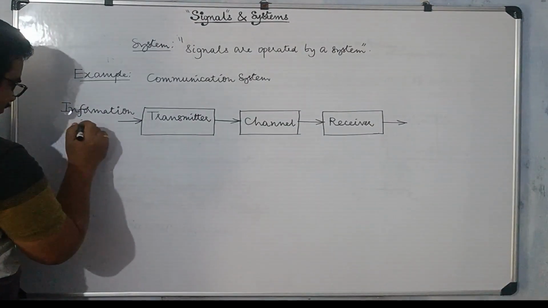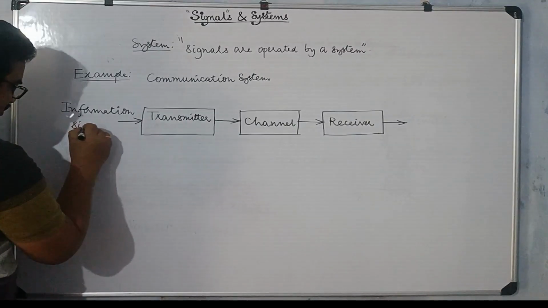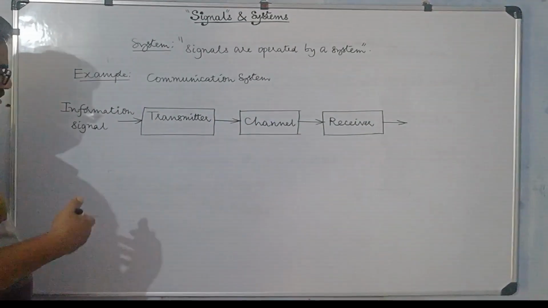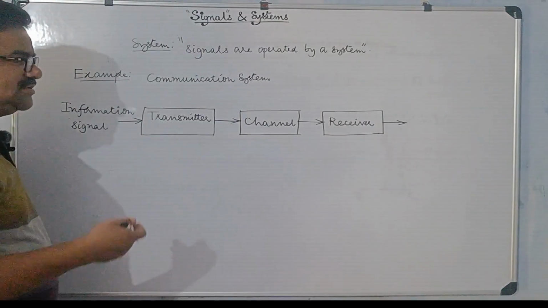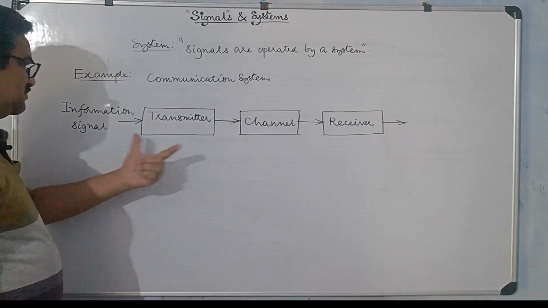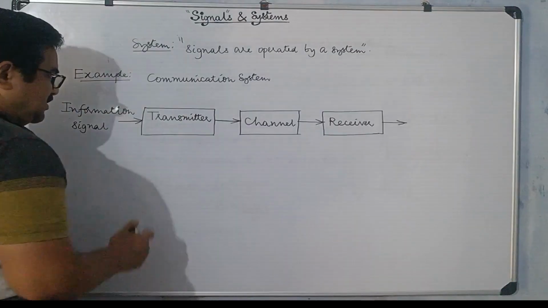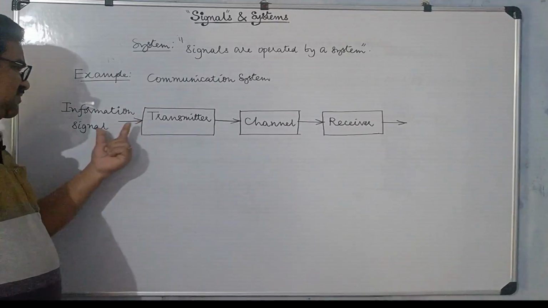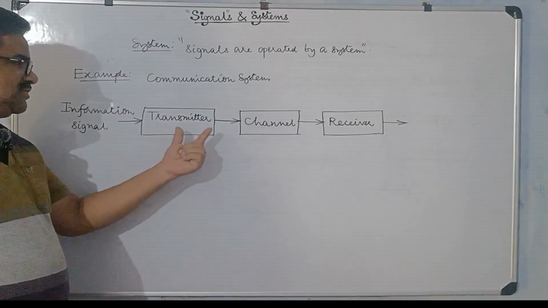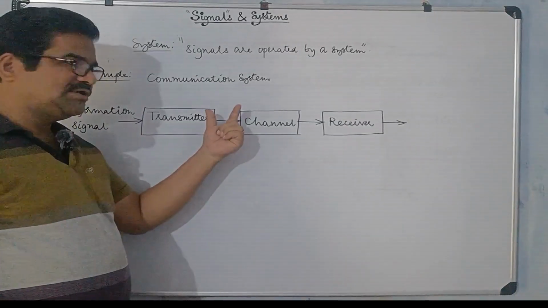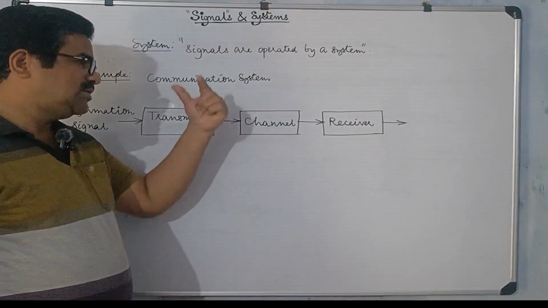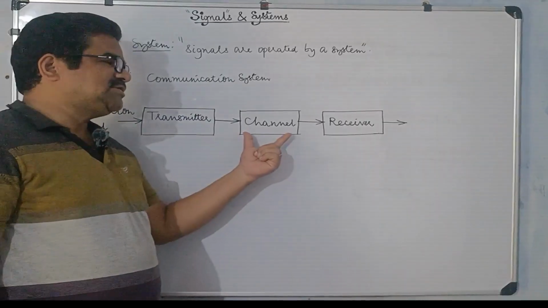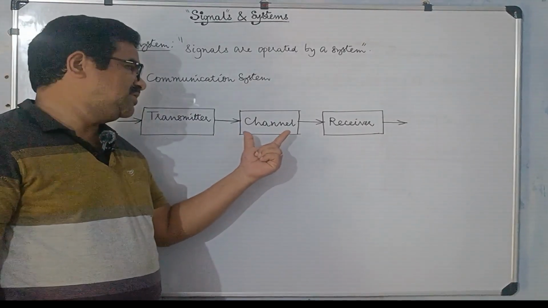So information signal, maybe a video signal or audio signal or some file text we are transmitting through this communication system. Now what is happening here? My transmitter is actually converting this signal into some electromagnetic wave, which is being propagated through a cable, or it is propagating through air if it is a wireless communication system. So my channel here may be a cable or it is air.